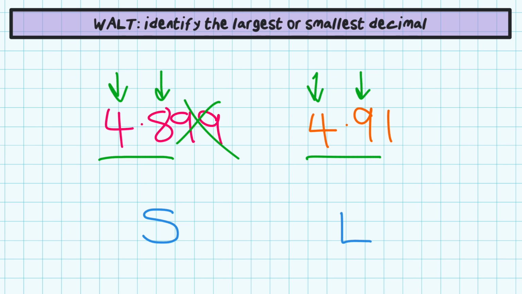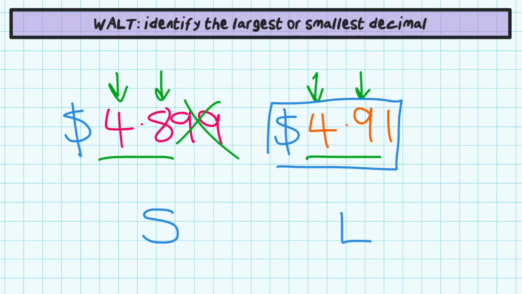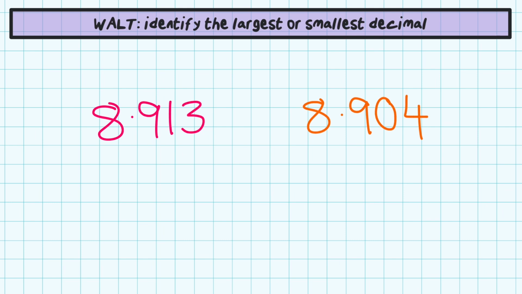A handy way to think about it too, if you're just starting out, is to think about money. Would you rather have $4.91 or $4.899? And I would much rather have $4.91. Woohoo, the big dollars.